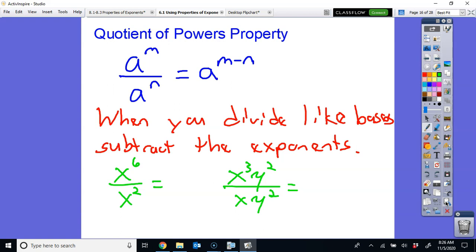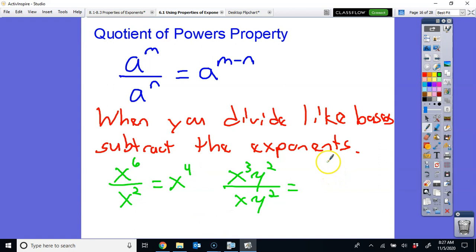X to the 6th divided by x to the 2nd. When you divide like bases, you subtract the exponents. Don't do anything to the base, though. So x to the 6th divided by x to the 2nd, you get x to the 4th. 6 minus 2 is 4.